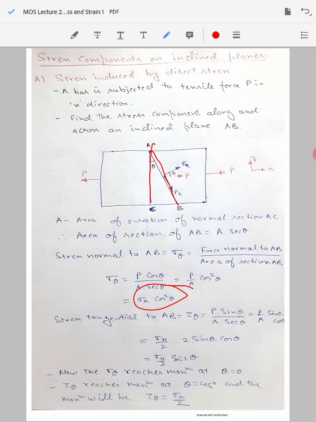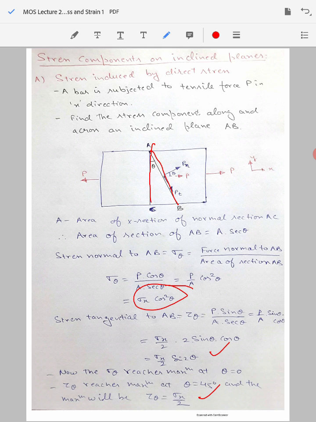Now the tau theta, which is the tangential stress, will be maximum by this formula when theta is equal to 45 degree. So when theta is equal to 45, sine 2 theta will be sine 90, which will be 1, and the maximum value that you will compute for the shear stress will be sigma x by 2, that is half of the normal stresses acting on the plane. So tau theta will be equal to sigma x by 2. So that is the maximum value of shear stress.